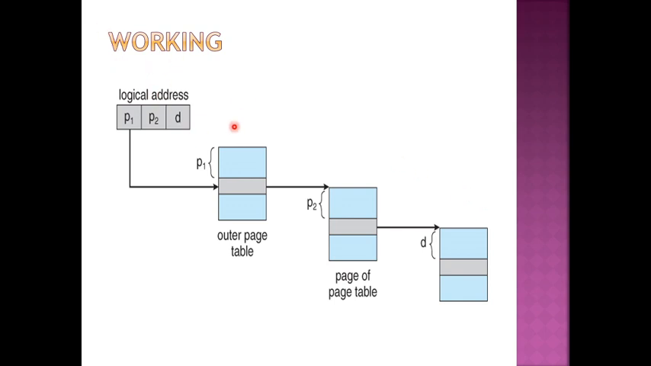This is how hierarchical paging is being done. Now here we have two levels of hierarchy. Similarly, I can add another layer of hierarchy over here by dividing not between P1 and P2 only, but I can add P3 here also. So this is how we can add another layer or another level of hierarchy.